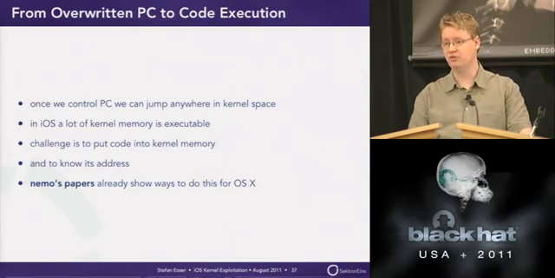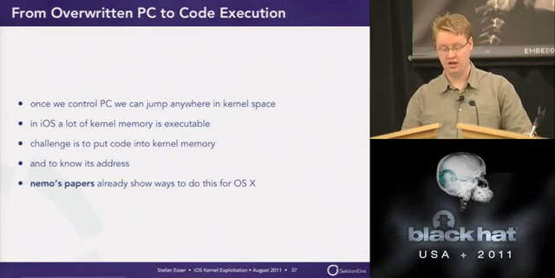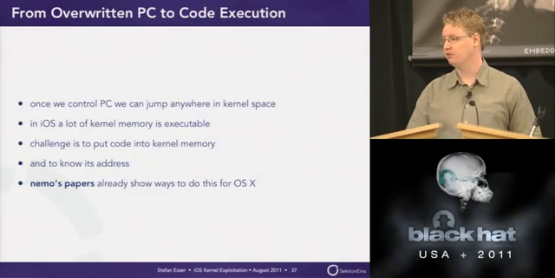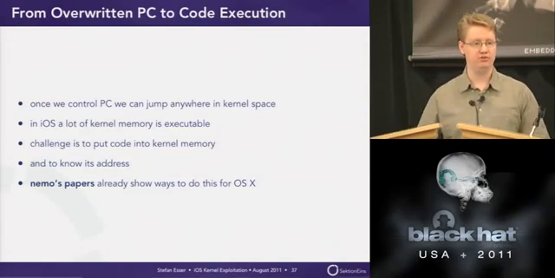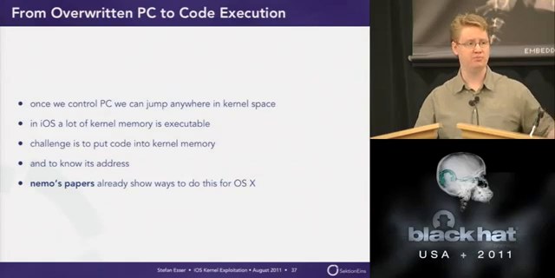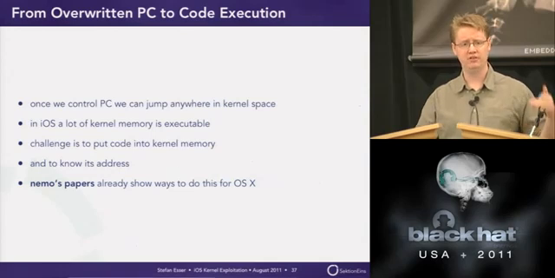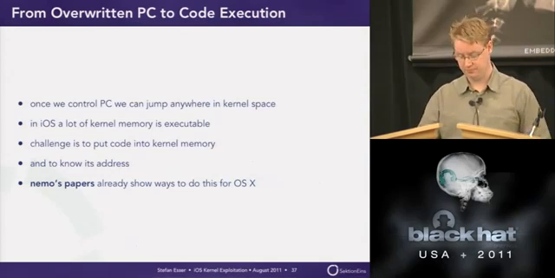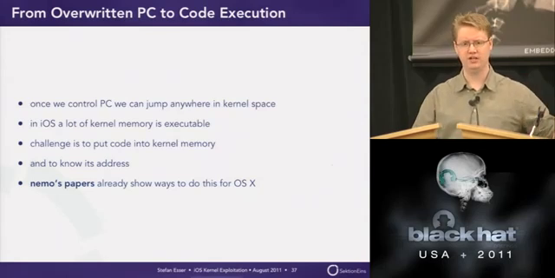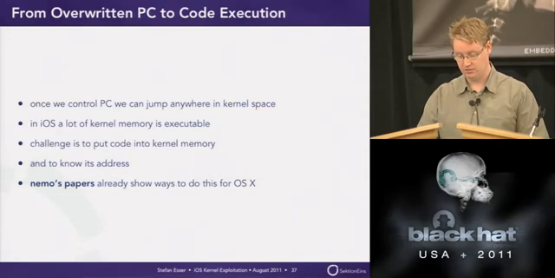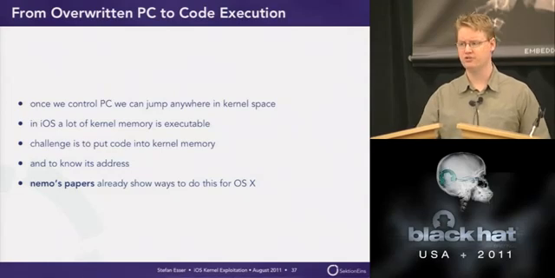Yeah, and the other problem is you need to know the address of the code you put in there. When you're into macOS exploitation, you know that there are a lot of papers from Nemo, and he also wrote a chapter of the Kernel Exploitation book about OS X exploitation. He shows you some ways to get stuff into the kernel at a fixed address. Not a fixed address, but an address that you can leak easily. I don't know if this still works because I don't use that on iOS, but it should still work. I think I tried it in the past and it worked, so maybe it still works.